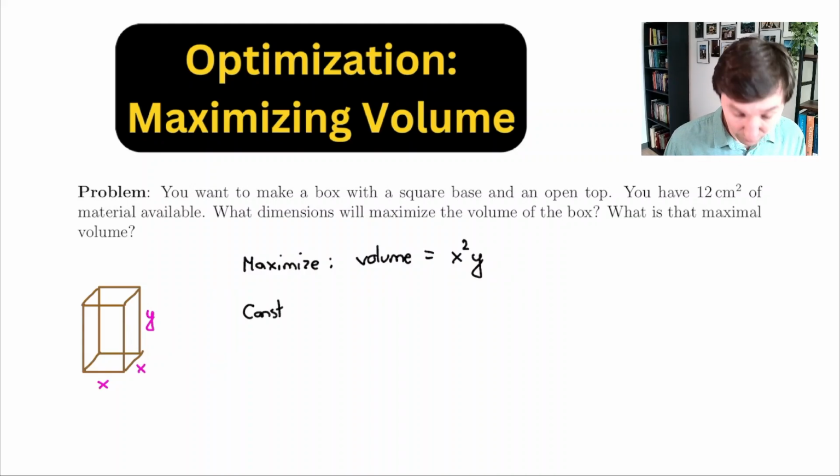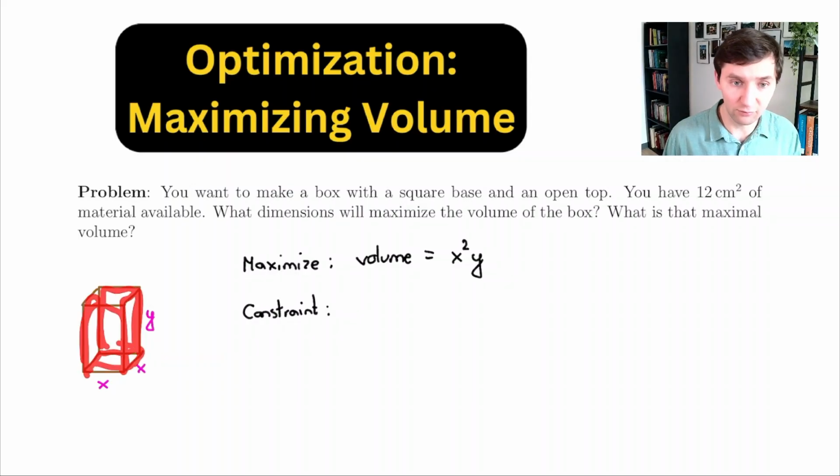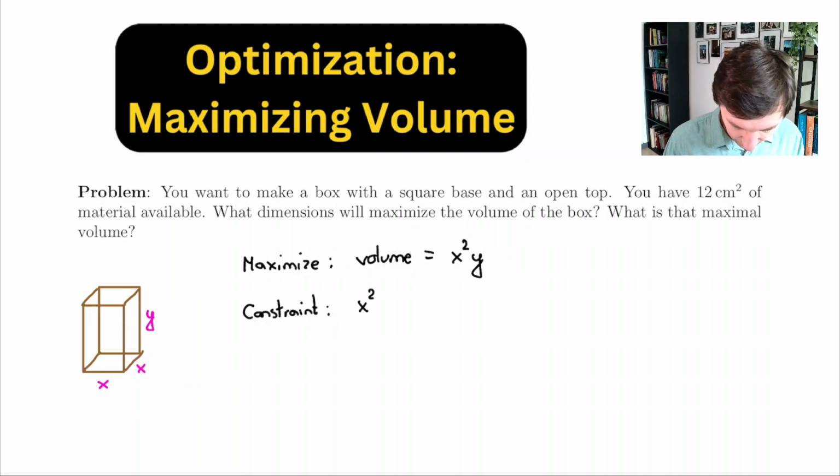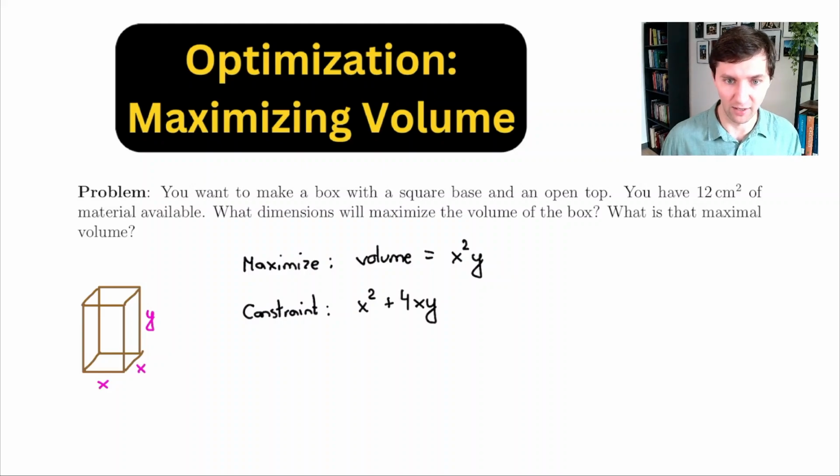We were also given a constraint. We were told that we only have 12 centimeters squared of material available, which means that the area of the base plus the area of all the sides must equal 12. The area of the base is x times x, which is x squared. The area of one side is x times y, and I have 4 sides, which gives me 4xy. And I know that this quantity must equal 12 centimeters squared. For now, I will suppress the units.